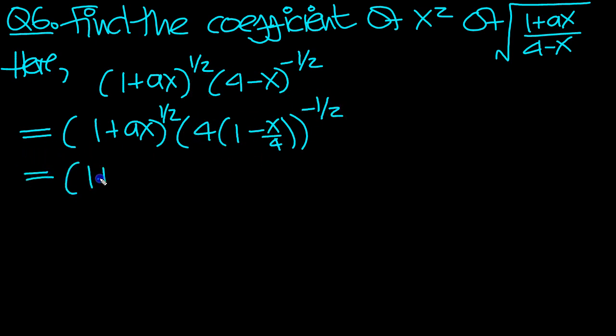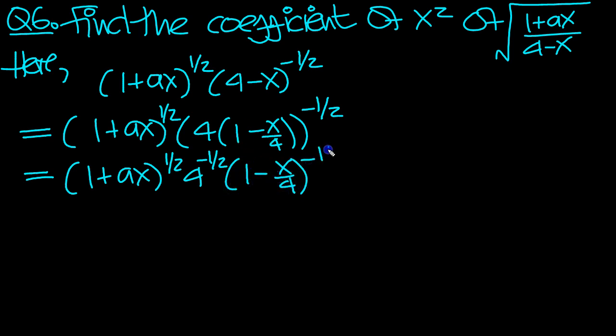Use the properties of indices then. (1 plus ax) to the half. A product to a power will be the first thing to the power, 4 to the minus a half, times the second thing to the power, (1 minus x over 4) to the minus a half. 4 to the minus half, well, this term can be put at the front of the product. It's 1 over 4 to the half. 4 to the half is 2. So it's a half lots of.